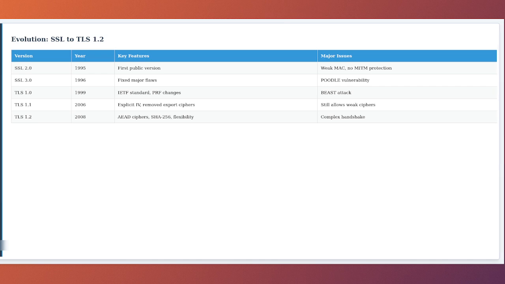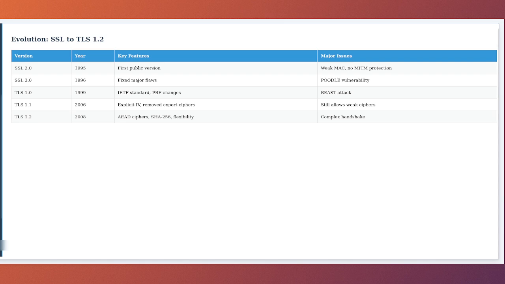These included improved MAC construction, a different pseudorandom function, and mandatory support for Diffie-Hellman key exchange. However, it still supported many weak ciphers for backward compatibility. Think of it as renovating an old house. The structure was improved, but some old, weak foundations remained.